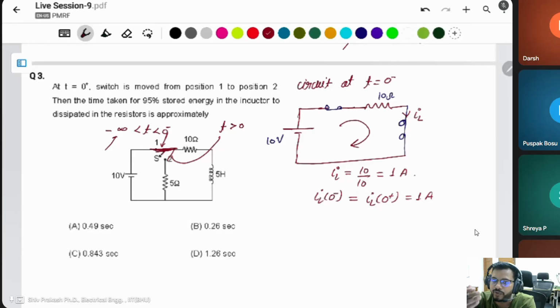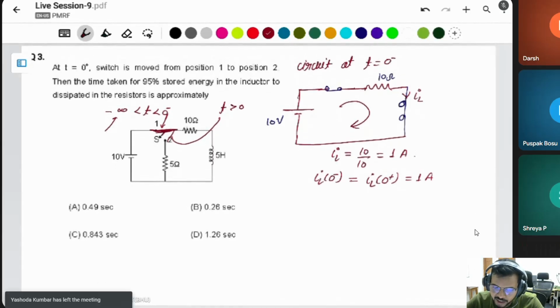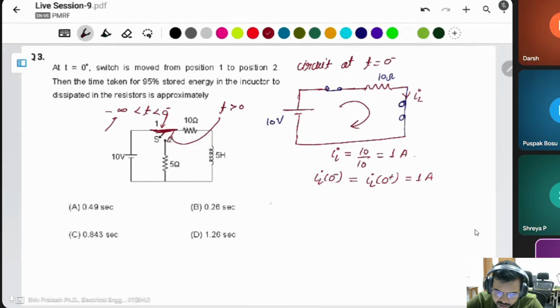If you want to find the initial current of the inductor, simply apply this circuit, because an inductor does not allow a sudden change of current. That's why in both conditions the current will be the same. We'll get the initial current of this inductor. Then you have to find the final current. For the final current, it means at t equal to infinity, the next steady state.